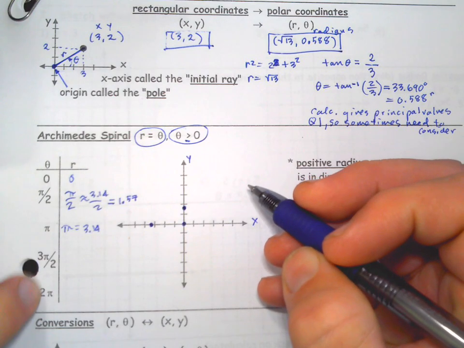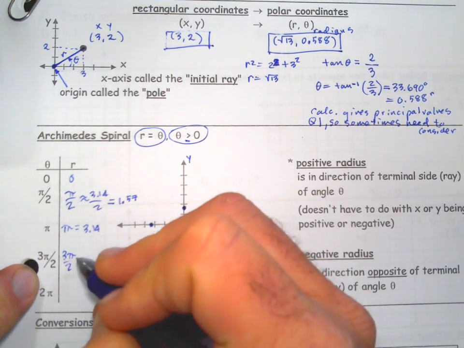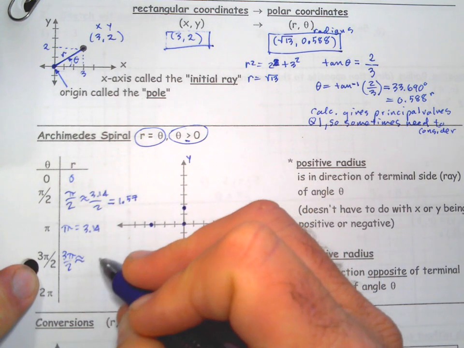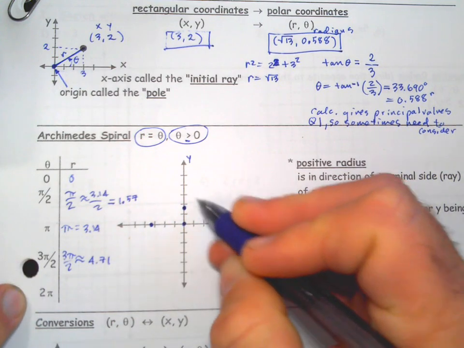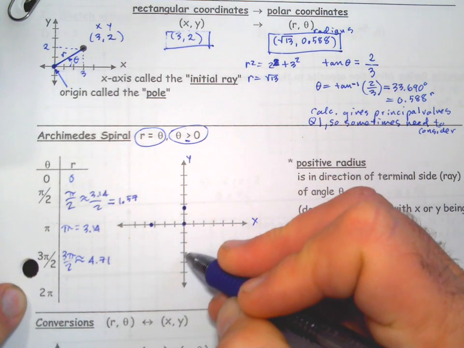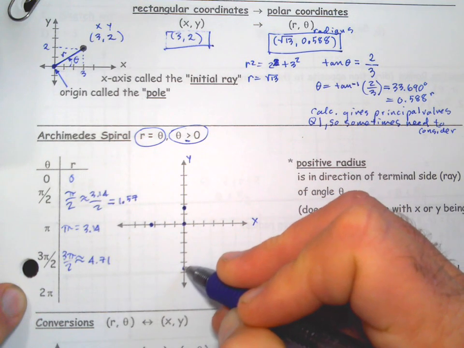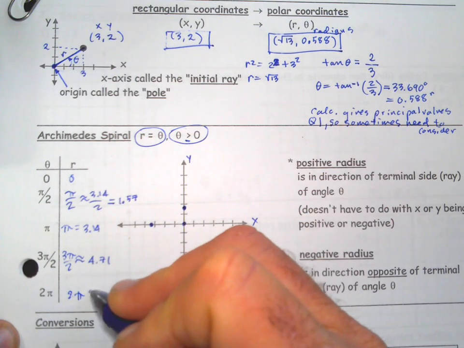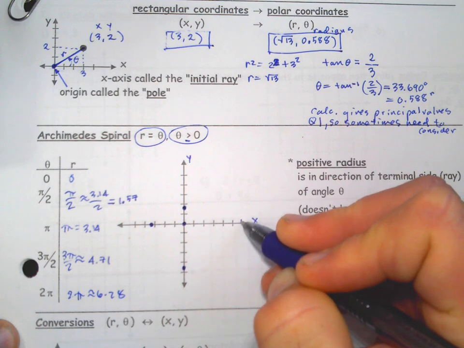Okay. And 3 pi over 2, well, as an estimate, it would be 3 of these, so like, I don't know, 4.71. So 3 pi over 2 is going to be all the way down here. And now you're at 1, 2, 3, 4.7. And then at 2 pi, which is about 6.28, that's going to be like right here.